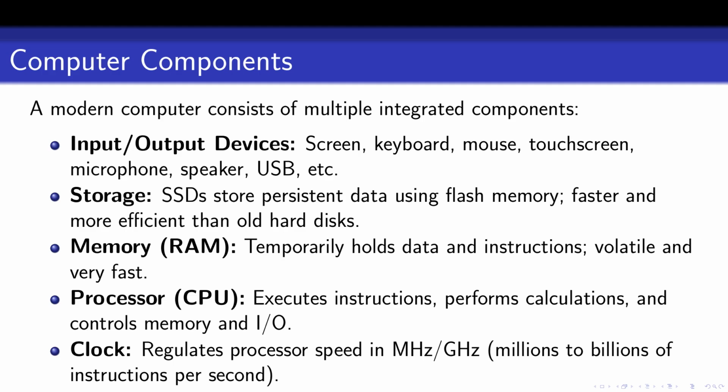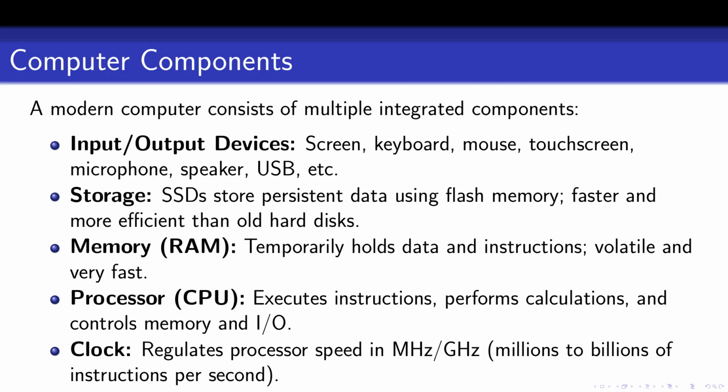Next is storage, which is typically a solid-state drive or SSD. This is where all your files live: programs, documents, videos, even your operating system. SSDs use flash memory, meaning they can retain data even when the computer is turned off, and they're much faster than the old spinning hard drives they replaced. Then we have memory, or RAM, which is your computer's short-term memory. It stores the data your system needs right now and clears it when you power off. RAM is fast but temporary.